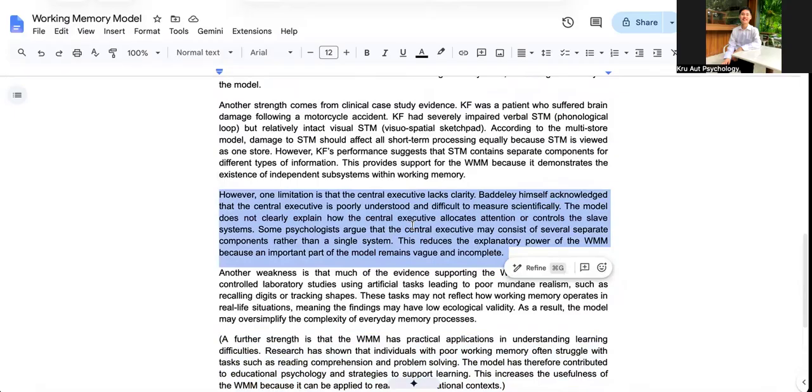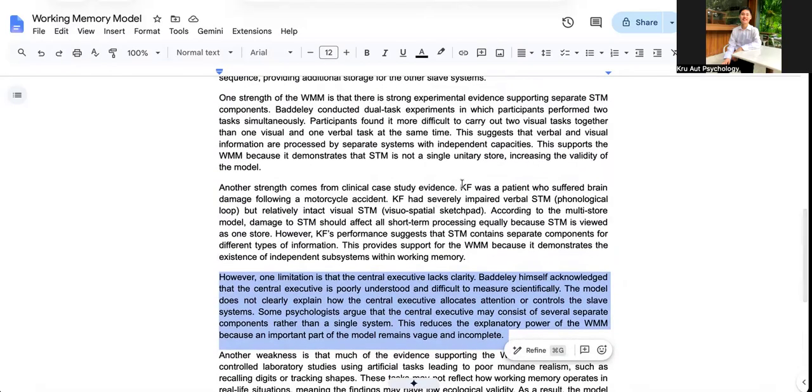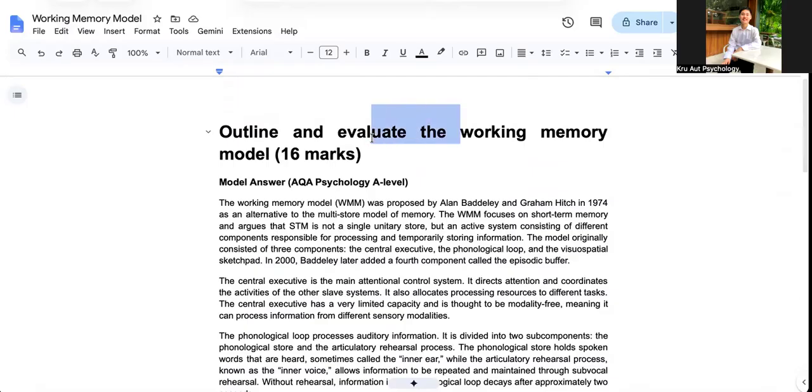For weakness, however, if we have supporting studies in our strength, only if we have them, we can evaluate those pieces of evidence. For example, saying KF is a case study, so it lacks generalizability, but that's not enough. We need to link it back to the model to say the working memory model is not representative of everyone's memory in real life. That's generalizability. It's not representative of the majority in the population because KF is distinct. He's from a case study, so he's unique compared to others.